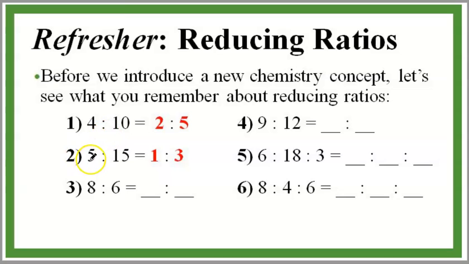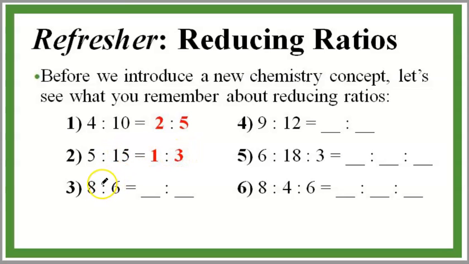Same thing I did with number 2. I've got 5 and 15, and I can reduce these. I can simplify them by dividing them both by 5. 5 divided by 5 is 1. And 15 divided by 5 is 3.